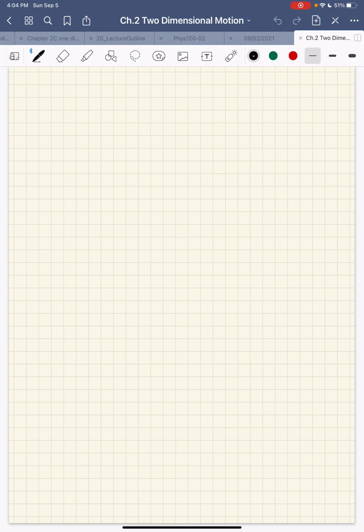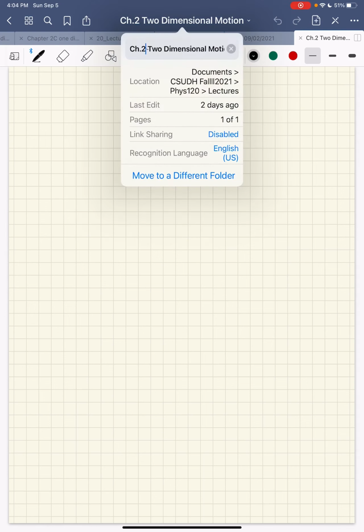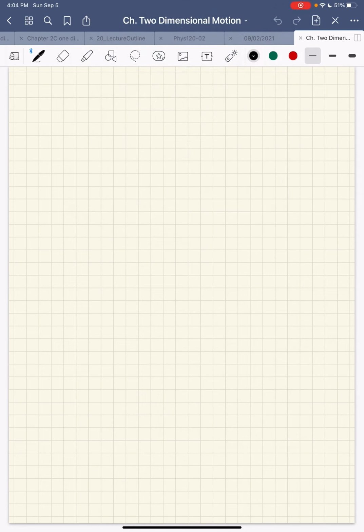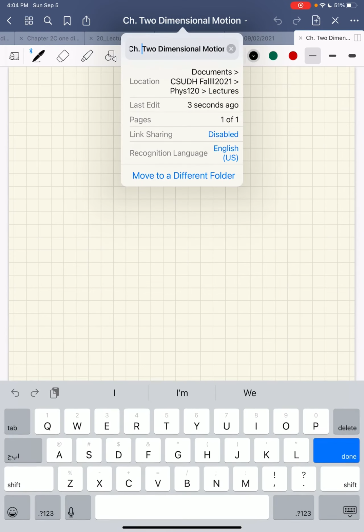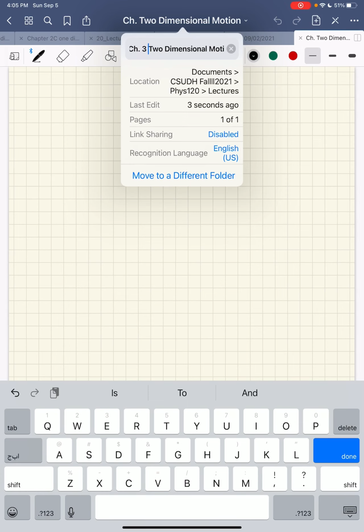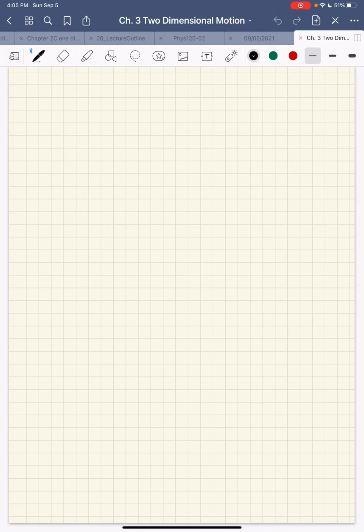Hi, this is going to be chapter 3, the two-dimensional motion. I'm sorry, I made a mistake here. It should be chapter 3, which is motion in 2 dimensions. Okay, then let's do this and try to understand that motion and what's really the physics about it.